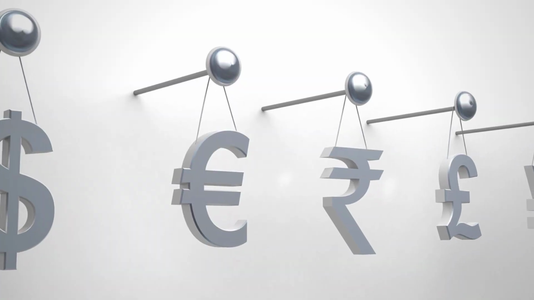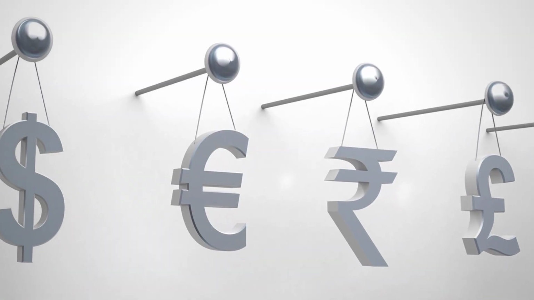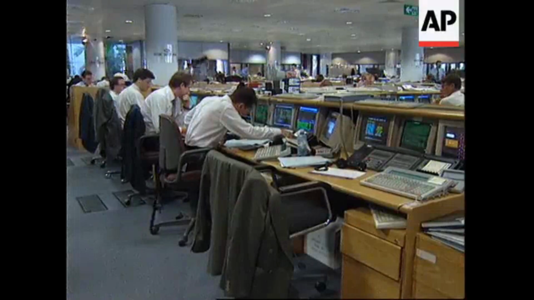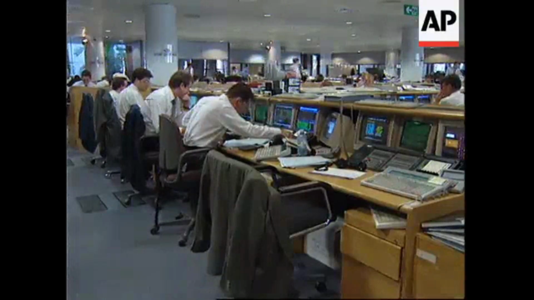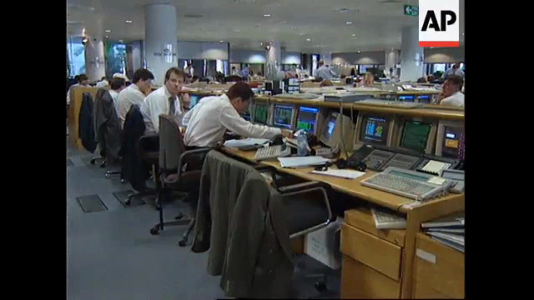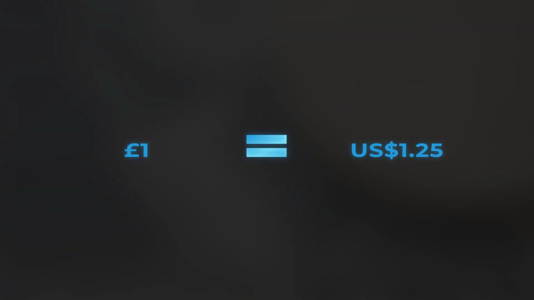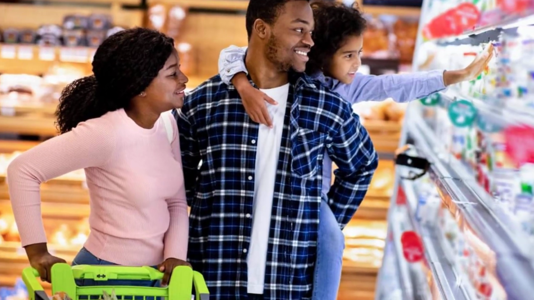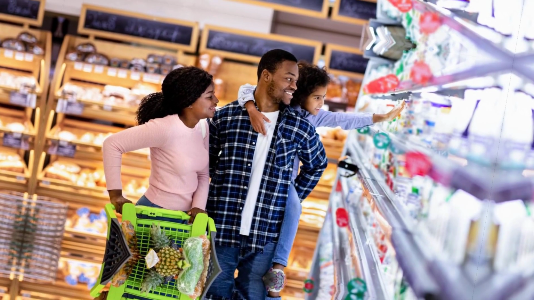Currencies do not have a fixed worth. Their value is always measured against something else. That is why exchange rates come in pairs, like British pound versus US dollar, or euro versus Japanese yen. If the pound trades at $1.25, that means 1 British pound gets you $1.25. But this number alone does not tell you how far your money stretches in everyday life.